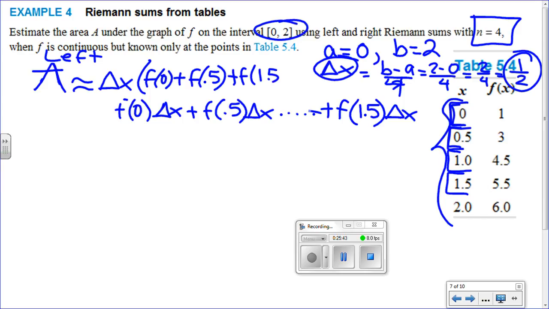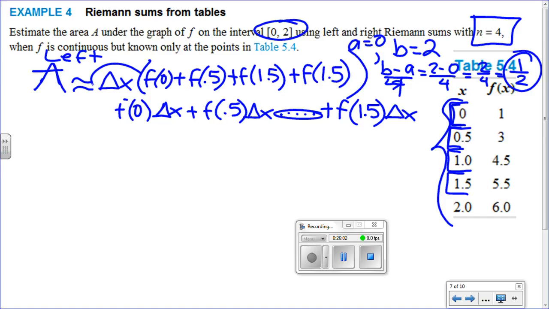Oh, I didn't even do this. I'm missing one. Leave more room here. And remember, we have delta x here, so that's why we need a double parenthesis. We have 0.5, 1.5. Oh, this is supposed to be a 1. Okay, sorry.